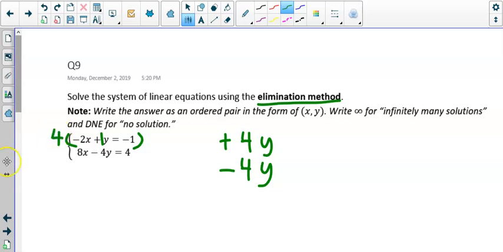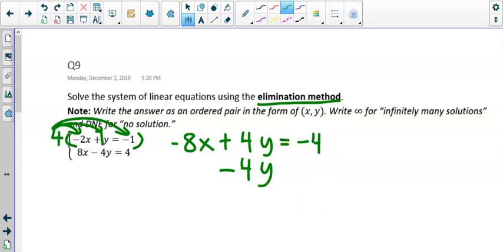So this whole top equation we're going to multiply by 4. Okay? So what is 4 times negative 2? Negative 8x. You already know what happens with the y because 4 times 1 is 4. And what is 4 times negative 1? Negative 4. Perfect.